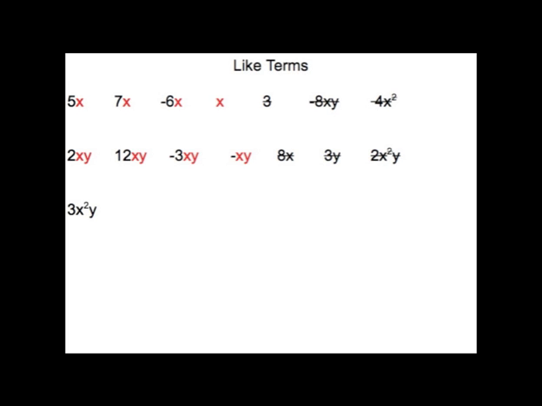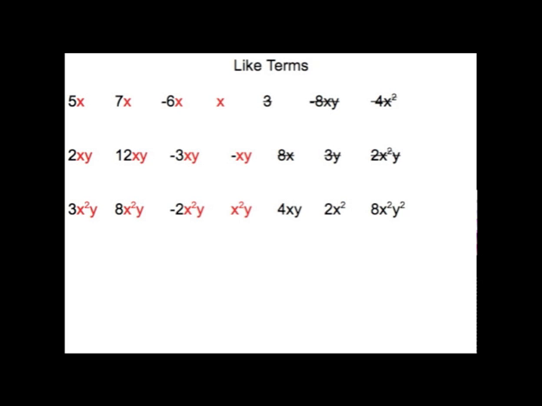Let's take a look at another example, 3x squared y. For terms to be like 3x squared y, they have to have the variable exponent combination x squared y. All of these terms, 8x squared y, negative 2x squared y, and x squared y would be like terms because they share the same variable exponent combination x squared y.